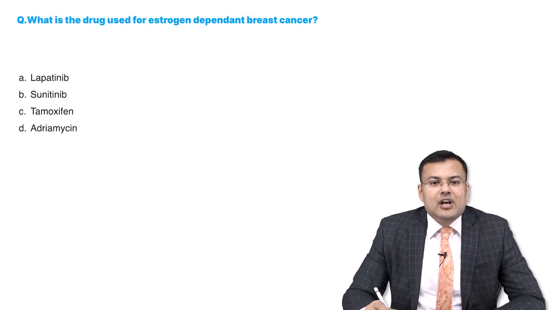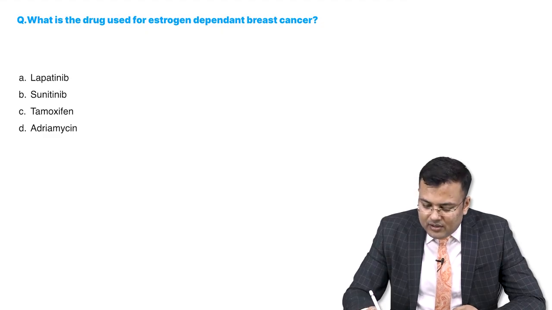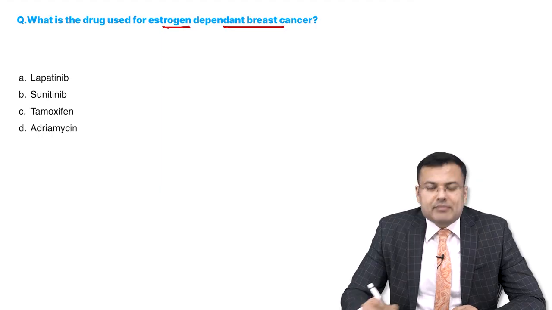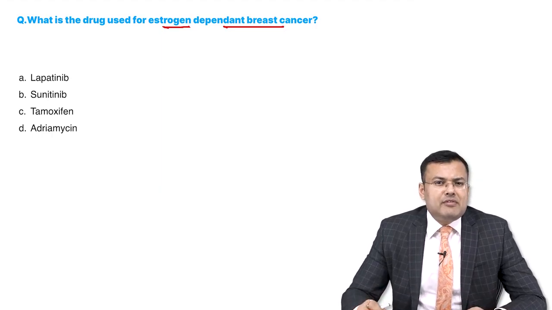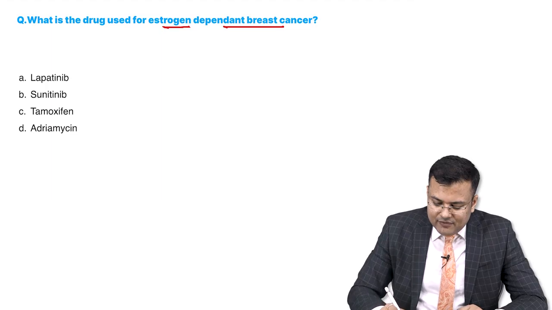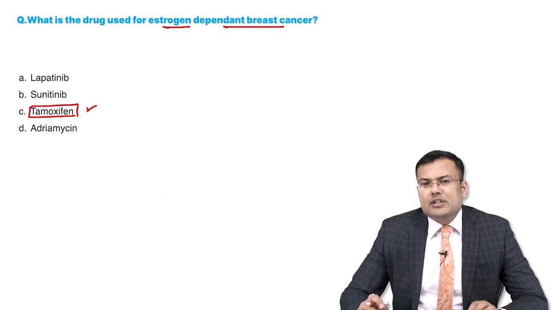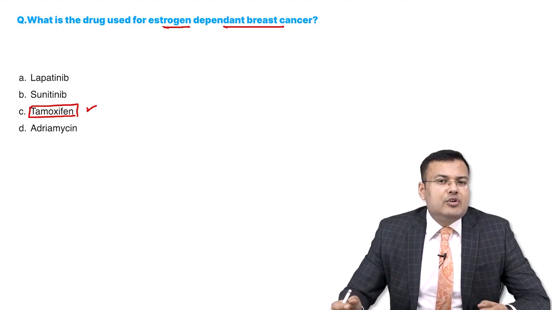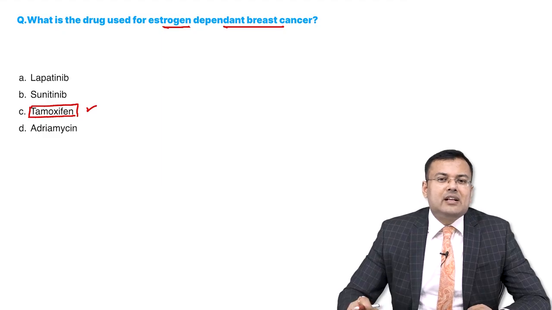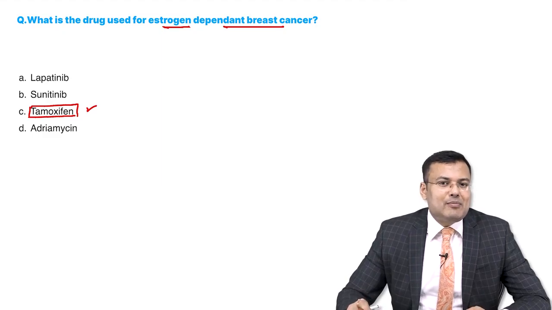Now see this question. Which drug is used for estrogen dependent breast cancer? Means for hormone therapy, which drug is used? Obviously for hormone therapy we are giving tamoxifen. So if it is estrogen or progesterone receptor positive, hormone receptor is positive, we are giving tamoxifen. Clear? So correct answer is C, tamoxifen. So this is all about breast part 1.